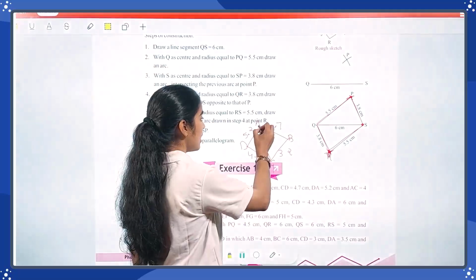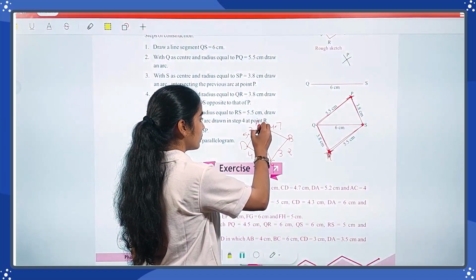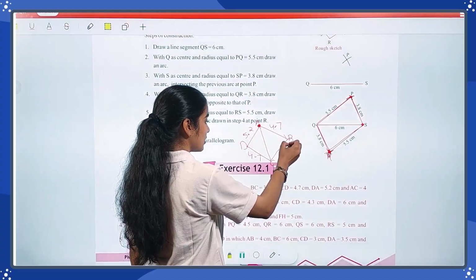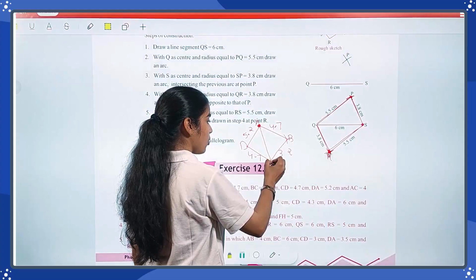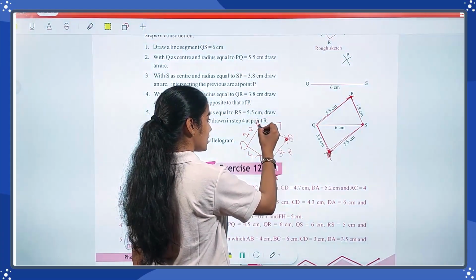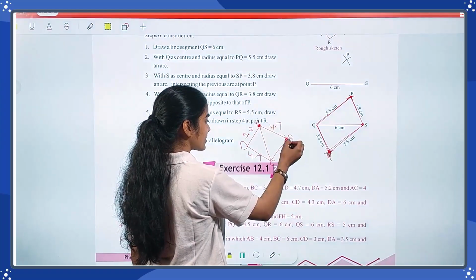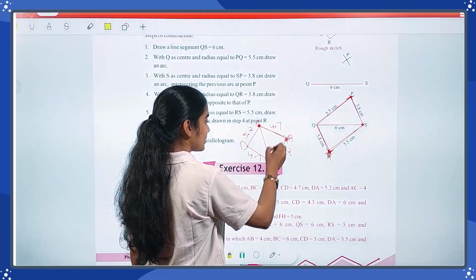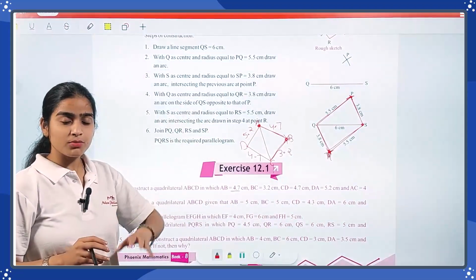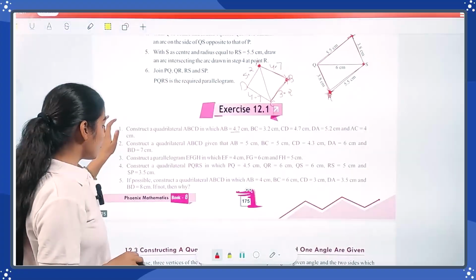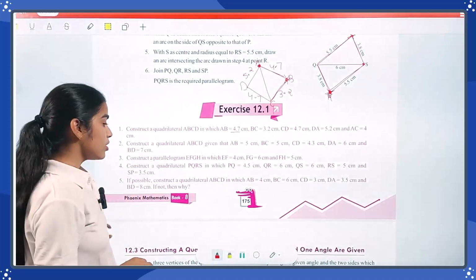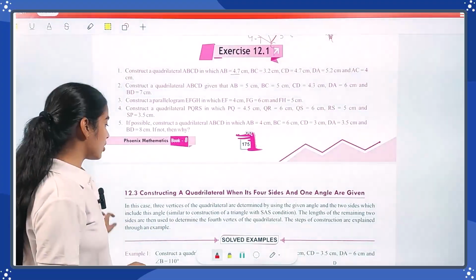Now mark this point as vertex A, open your compass till 4.7 and mark an arc here. Then on point C, open your compass 3.2 and mark an arc here. Join these two points where they intersect, label it and connect these points together, and the same process you have to repeat here, just with different measurements for the sides. For the rest of the questions you have to do the same process which I told you in the examples. Just follow the examples and complete your exercise.